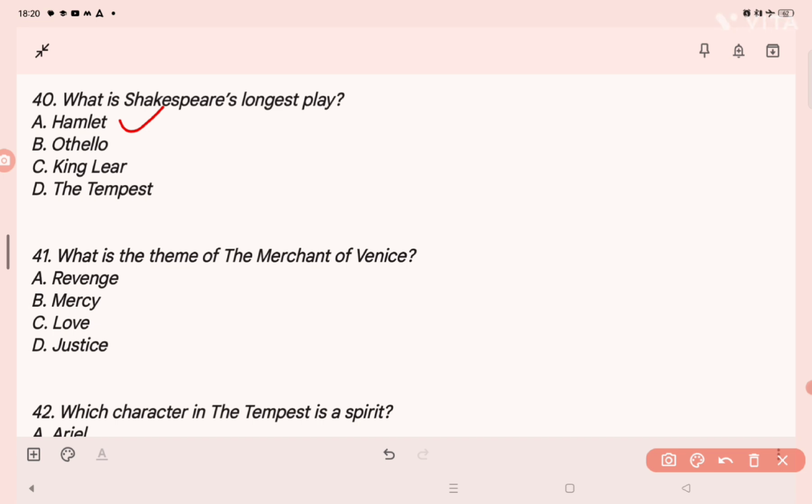What is the theme of The Merchant of Venice? Option D, Justice. The theme of Merchant of Venice revolves around justice, particularly the tension between mercy and the law.